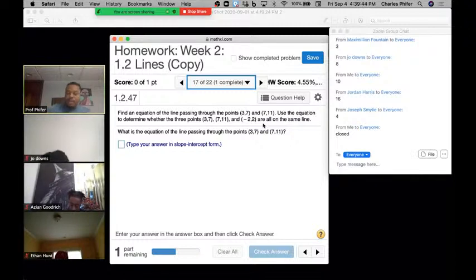Okay, so let's actually take some notes. We're going to finish out this example, and I might actually let everyone go. Let's finish this one first, though. So this is question number 17. This comes from section 1.2, question 47. They're basically asking us, are the 3 points (3, 7), (7, 11), and (-2, 2) collinear?